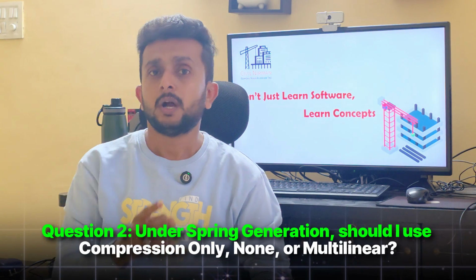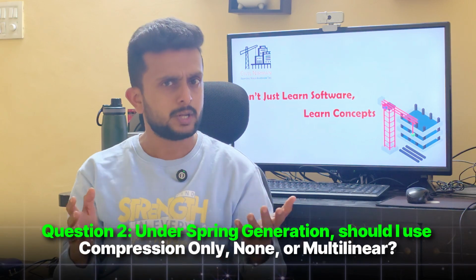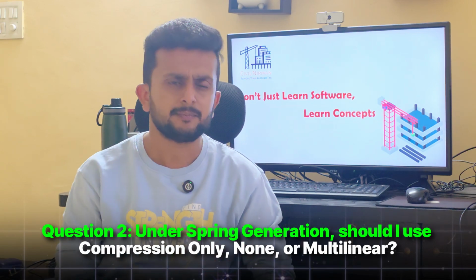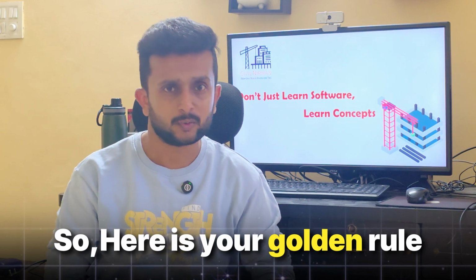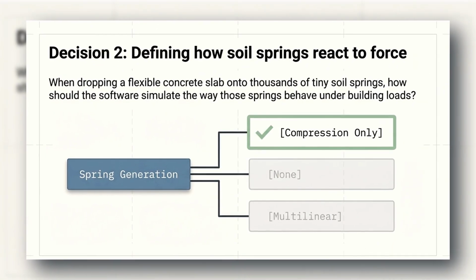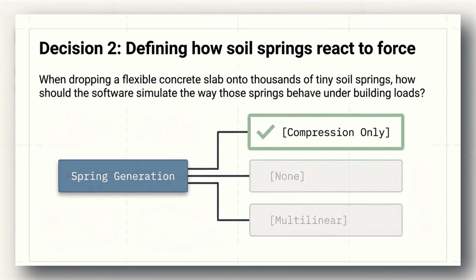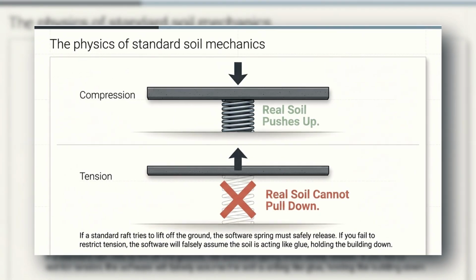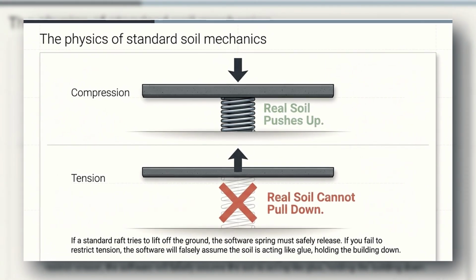Question number 2. Under spring generation, should I use compression only, none, or multilinear? So here is your golden rule. See, if you are designing a standard raft foundation, use compression only. Soil can only push up against your slab. That is compression. See, it cannot grab your slab and pull it down.